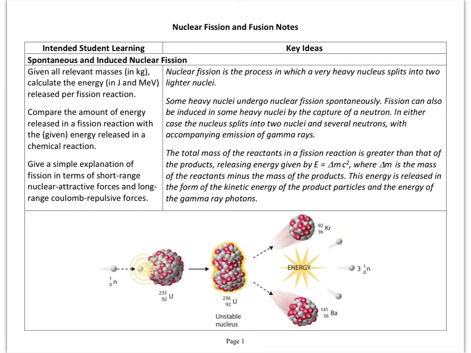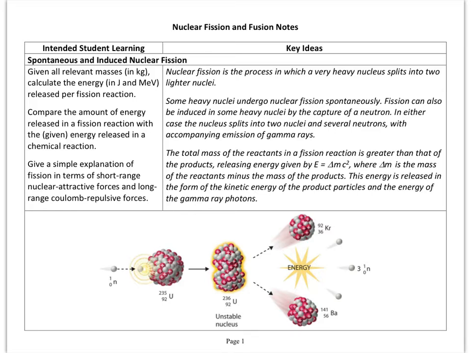So what is nuclear fission? Well, nuclear fission is the process in which a heavy nucleus splits into two lighter nuclei. Now, some heavy nuclei undergo fission spontaneously, so it just happens. We briefly talked about that when we talked about the types of radioactive decay. One of the ways that heavy elements can decay is through spontaneous fission, but we don't need to know a lot of detail about that.